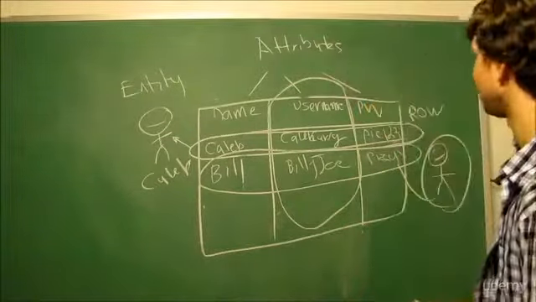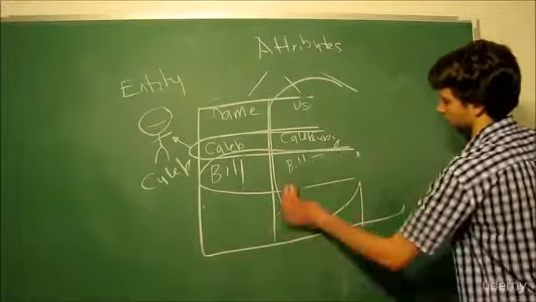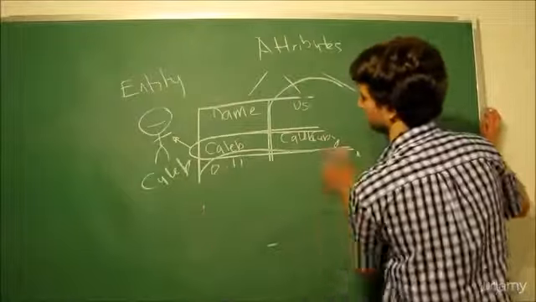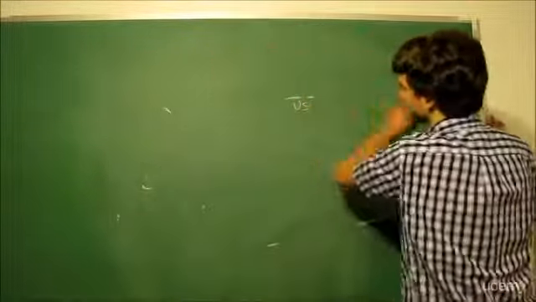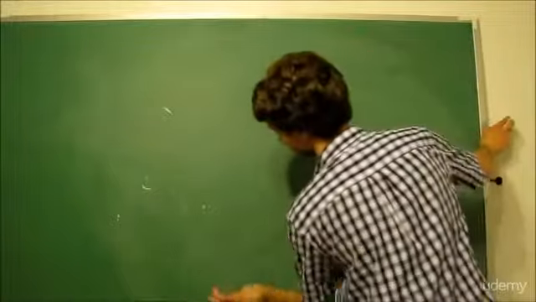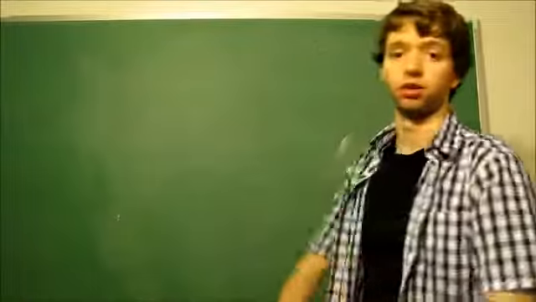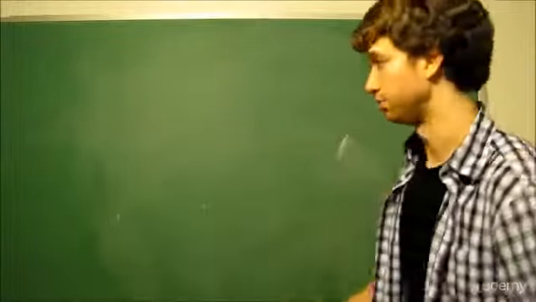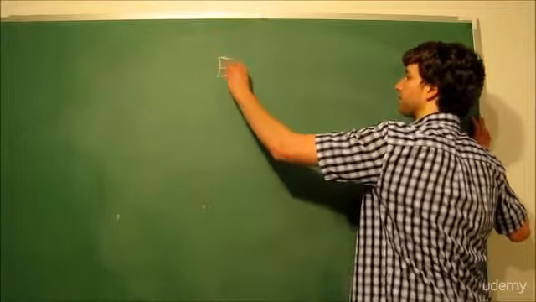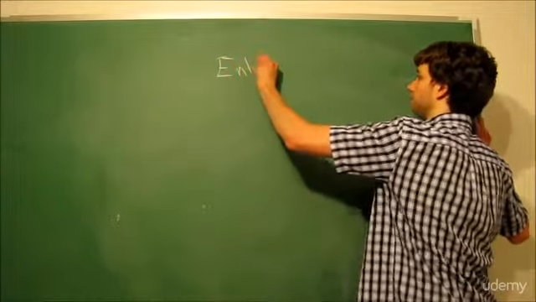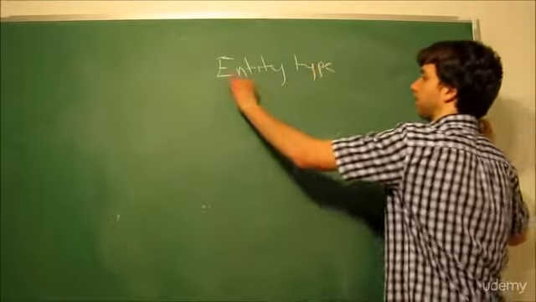Okay, so this is getting a little messy, so I'm just going to clean it up a bit. Erase. So just to summarize a bit, the very first thing we have is an entity type. That's a word you want to know, entity type. I'll tell you what an entity type is in just a sec. Then we have the attribute type.